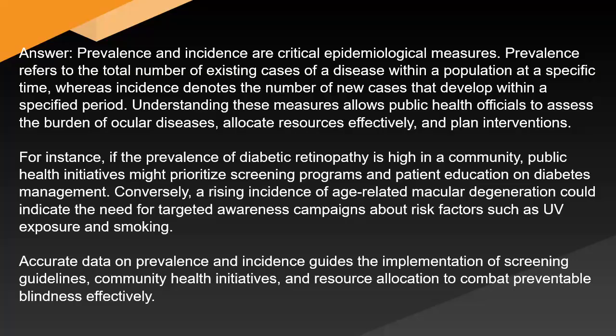For instance, if the prevalence of diabetic retinopathy is high in a community, public health initiatives might prioritize screening programs and patient education on diabetes management. Conversely, a rising incidence of age-related macular degeneration could indicate the need for targeted awareness campaigns about risk factors such as UV exposure and smoking. Accurate data on prevalence and incidence guides the implementation of screening guidelines, community health initiatives, and resource allocation to combat preventable blindness effectively.